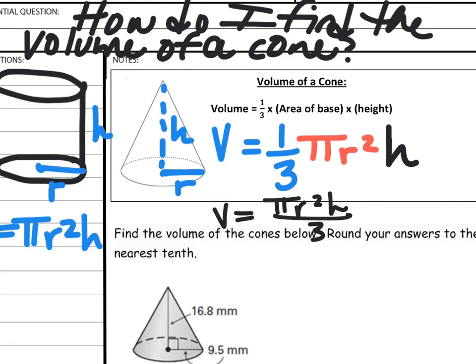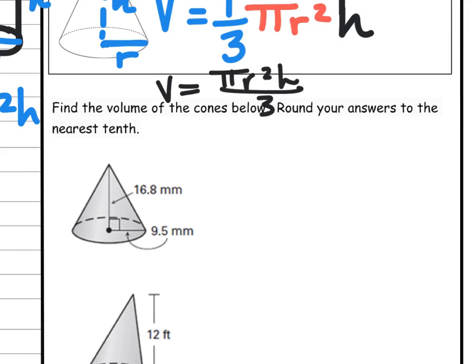Oh, so that's how you do it? So we need to write down our formula. Volume is 1/3 the volume of a cylinder, pi r squared h. One-third area of the base times the height.